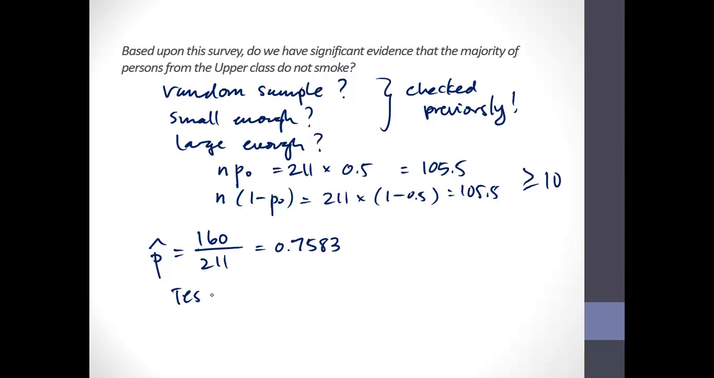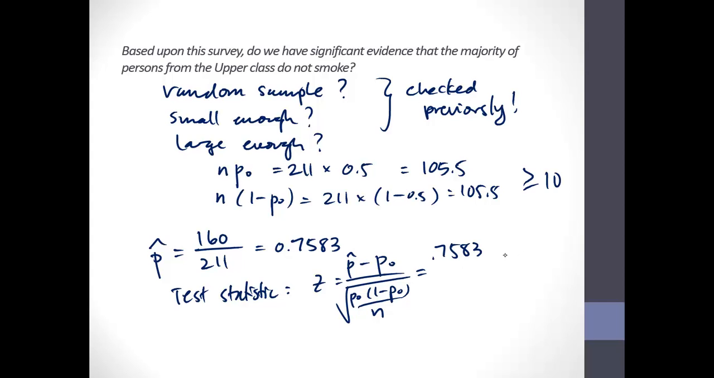And then our test statistic here, calling that thing a z, it's going to be p-hat minus p0 over the square root of p0 times 1 minus p0 over n. Plug some things in here: 0.7583 minus 0.5 divided by the square root of 0.5 times 1 minus 0.5 over 211. If you punch that in your calculator, we get some really large number, 7.50.